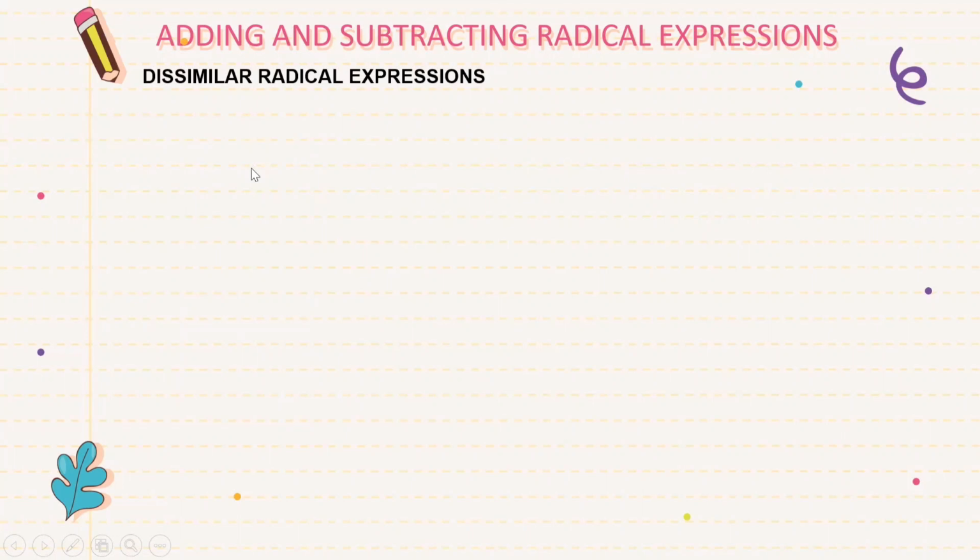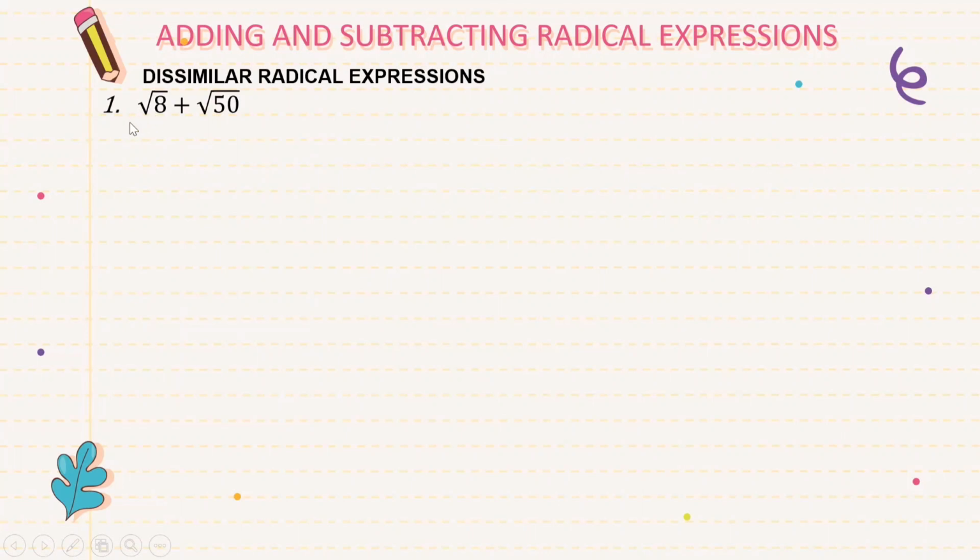Let's move on in adding and subtracting dissimilar radical expressions. When we are adding and subtracting dissimilar radical expressions, we have to make each pair of radical expressions similar. So let's try example number 1. Square root of 8 plus square root of 50.